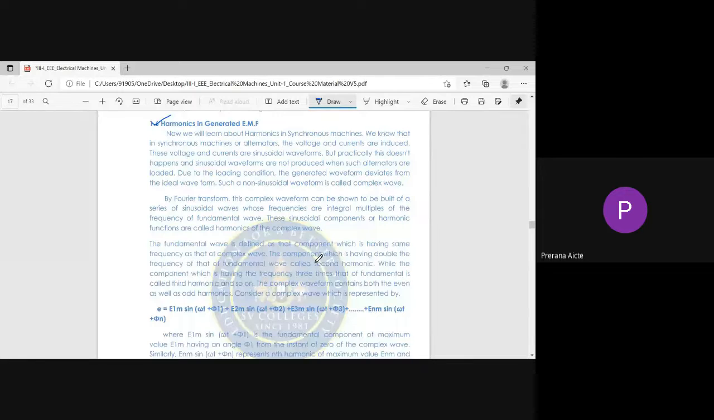Harmonics in generated EMF. What are the harmonics? The multiples of the fundamental frequency are nothing but harmonics in the generated EMF. Generally these harmonics are more in the case of a salient pole synchronous machine than a cylindrical rotor synchronous machine. Why? Because in a cylindrical rotor machine, the air gap is uniform. Because the air gap is uniform, the flux distribution is also uniform and the generated voltage is also uniform. While in a salient pole synchronous generator, the air gap between the rotor and stator is non-uniform, the flux distribution is non-uniform, and the generated voltage is also non-uniform.